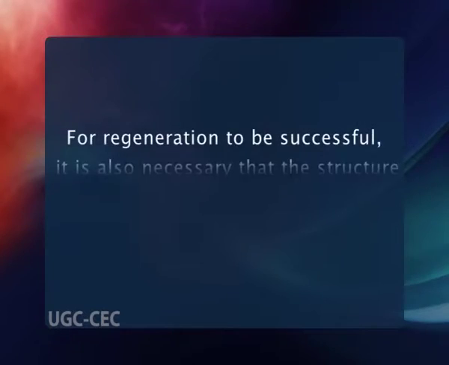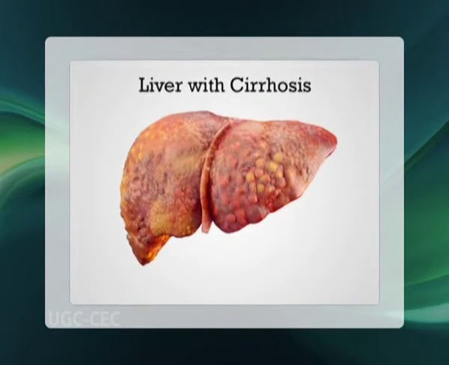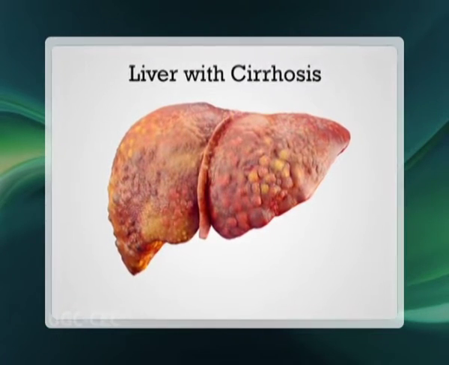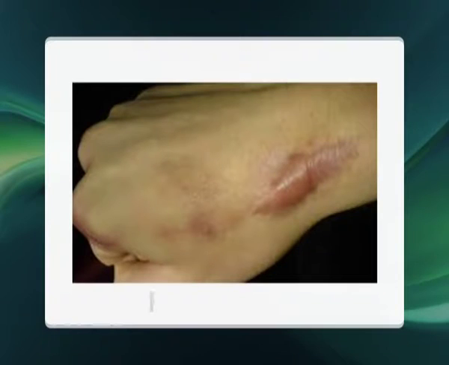For regeneration to be successful, it's also necessary that the structure of the tissue be simple enough to reconstruct. In some cases, the failure to replicate the original framework of an organ can lead to disease. This is the case in cirrhosis of the liver, in which regeneration of damaged tissue results in the construction of abnormal structures that can lead to hemorrhaging and death. Repair, which occurs when tissue damage is substantial or the normal tissue architecture cannot be regenerated successfully, results in the formation of a fibrous scar.